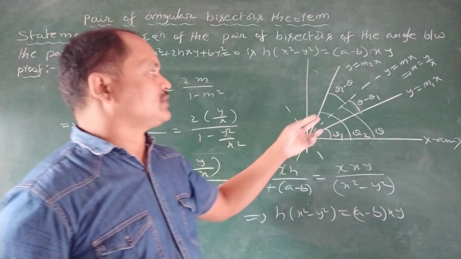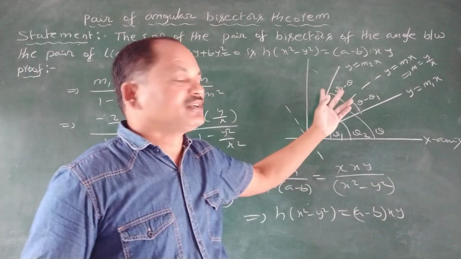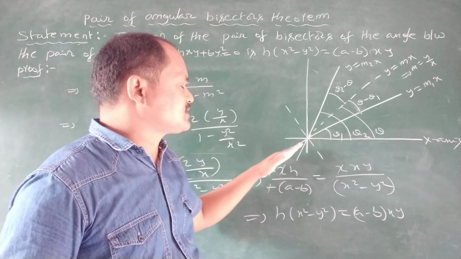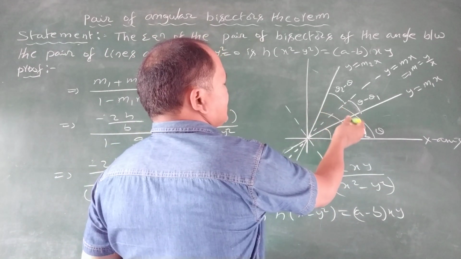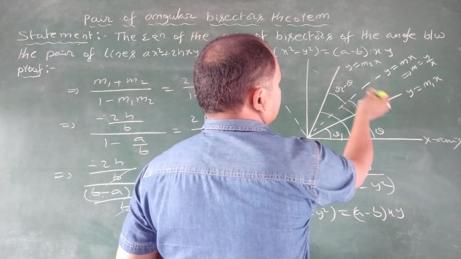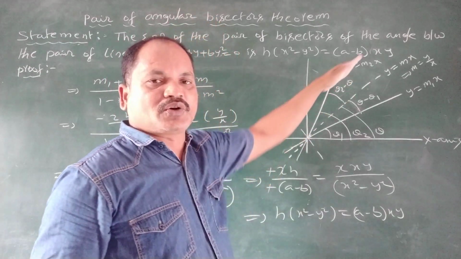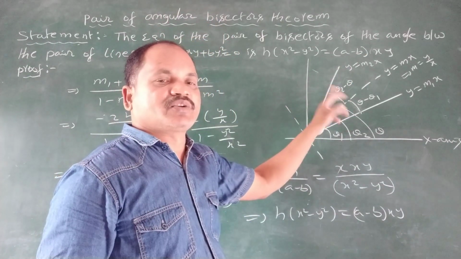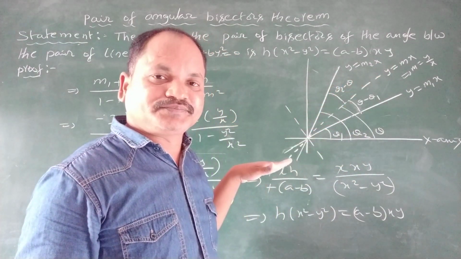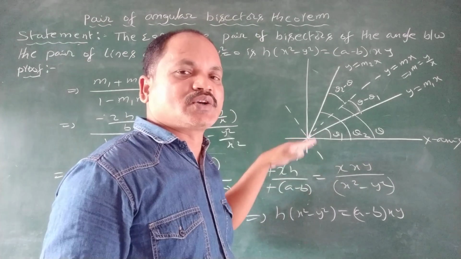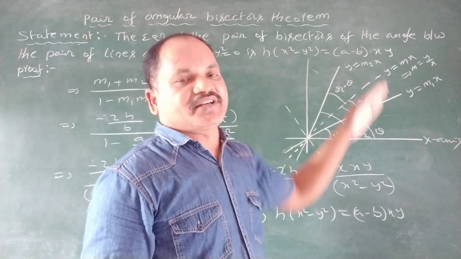One more. Observe, at the same time, this divides into two equal parts. That means this is the locus of incenter. That means every point on the bisector is equidistant from these two lines. So that's why the locus of the bisector is called incenter. Locus of incenter is called angular bisector.